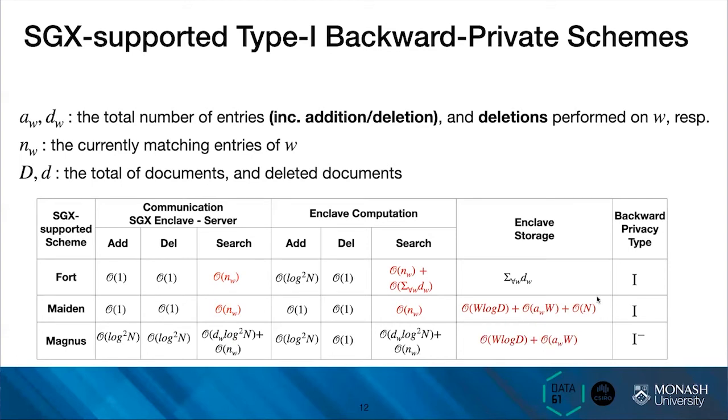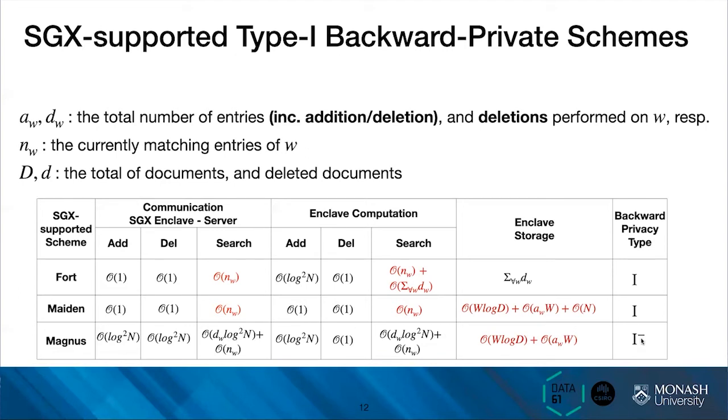That's why we propose Magnus. In this scheme, we focus more on the memory in the enclave. That's why, as you can see here, we can avoid storing the state in the enclave. But as a trade-off, because we store it outside and have to make queries from the enclave to the untrusted server, we have higher complexity in the search.